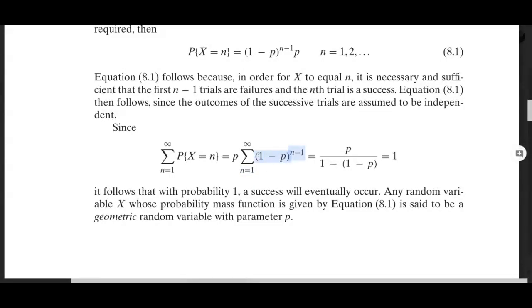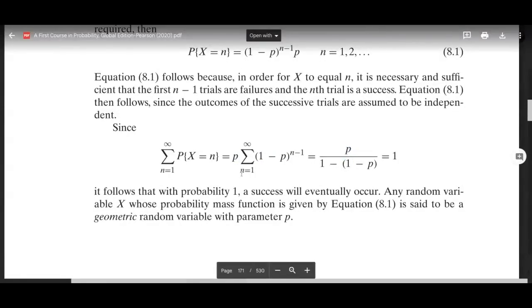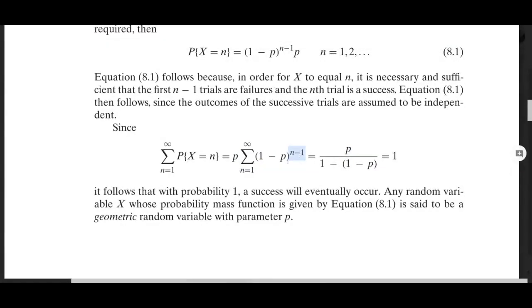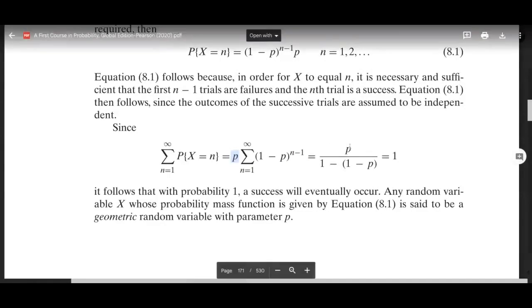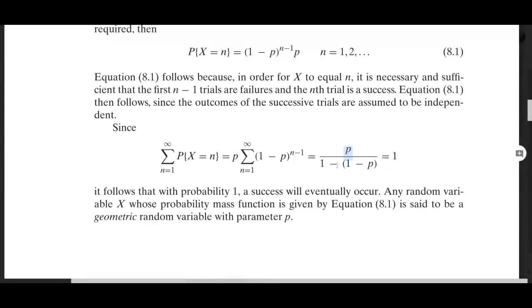And what is this? We recognize 1 minus p is less than 1. Geometric series, right? Anybody recognize this? This is a geometric series. So we can use the formula of geometric series: the first term is p, because when n equals 1, n minus 1 is 0, so p is the first term, divided by 1 minus the ratio r. The ratio r is 1 minus p. So p over p equals 1. So it is a probability distribution.